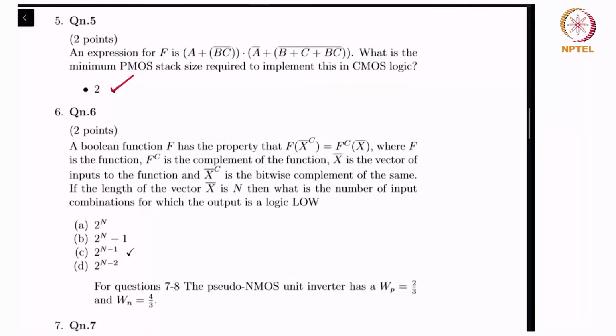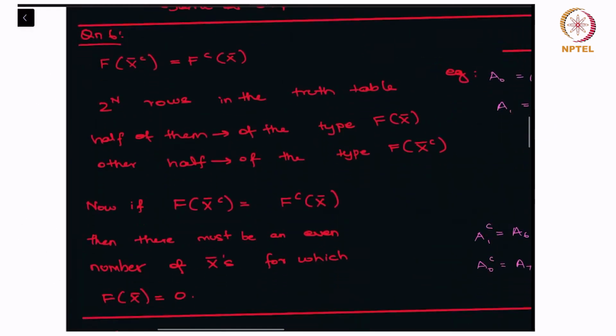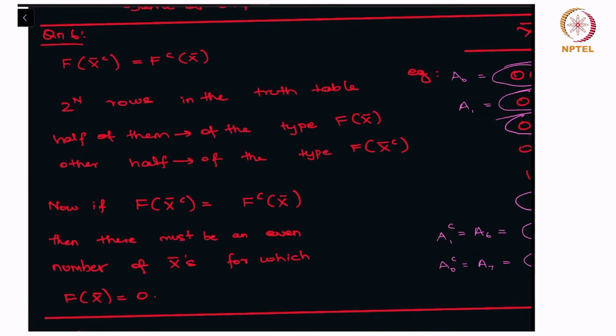In question 6, a Boolean function has the self-dual property, and we are asked for how many input combinations the output will be logic low, right? So let's just think about this. So this is the self-dual property.